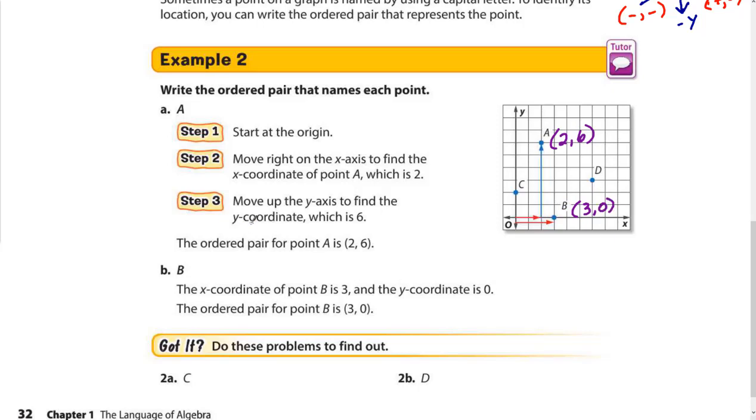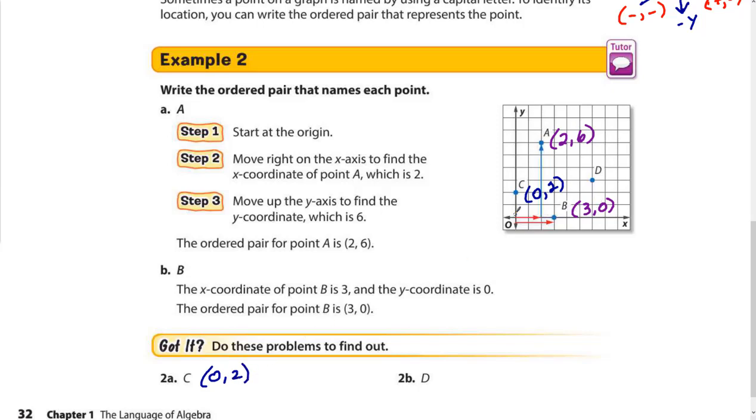So pause the video and find the values for C and D. So for C, you can see that it doesn't go left or right on the x-axis. It's right above the origin. So that means its x value is 0 and its y value is 2. So it would have a value of 0, 2.